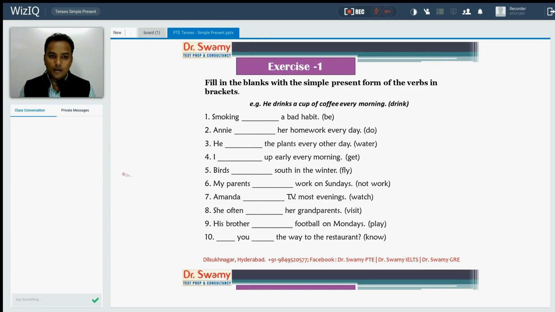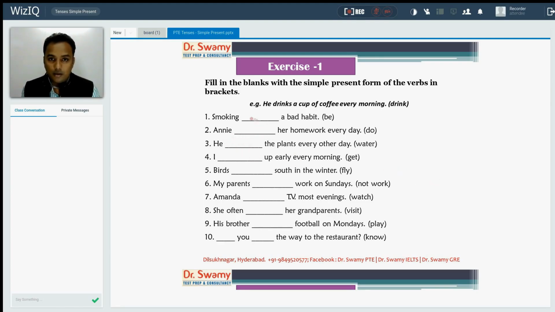Okay, yes. Now, in these ones you have to use the simple present form of the verb, which is already mentioned in the directions. Smoking is simple because smoking is singular and you need a verb in the present form, that is, smoking is a bad habit.